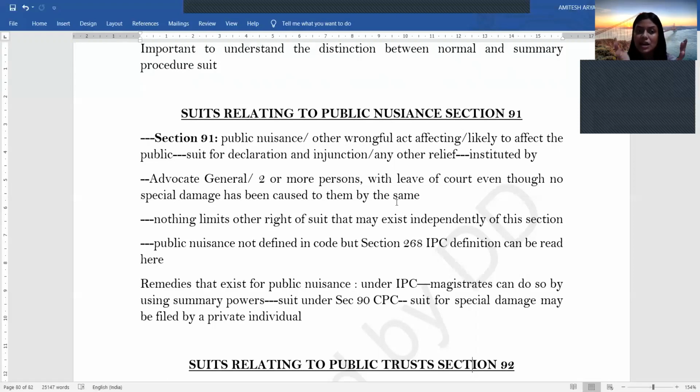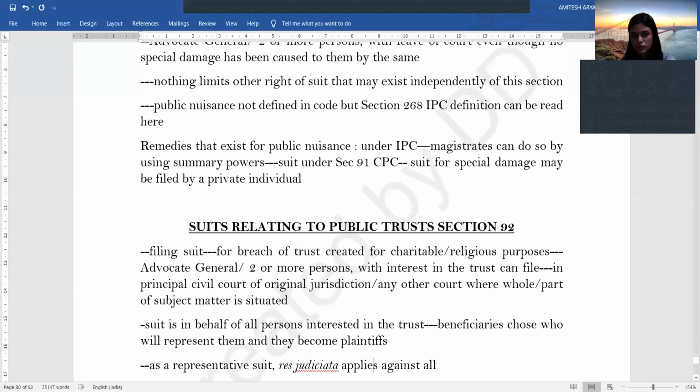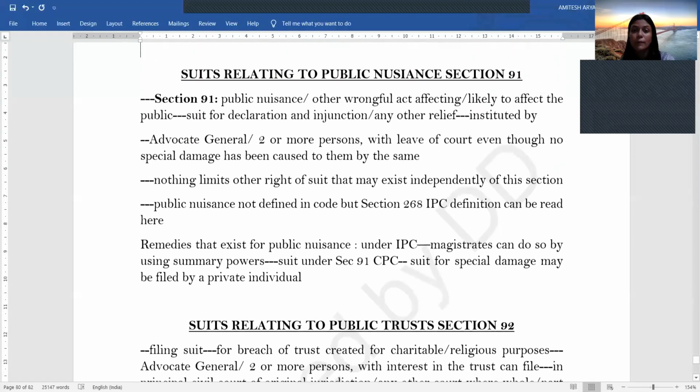Now, what are the remedies for public nuisance? You will see under the IPC. Then magistrates can act using their summary power. You can file a suit under section 91 CPC, or a special suit for special damages can be filed by a private individual. I hope that is clear. Here, the most important part is who can file such a suit.